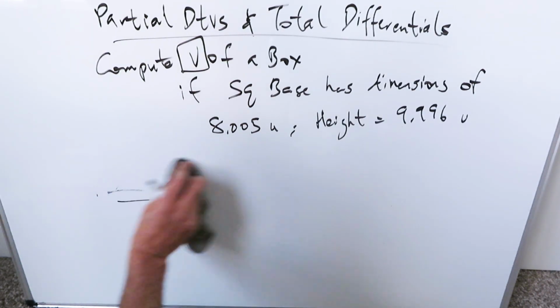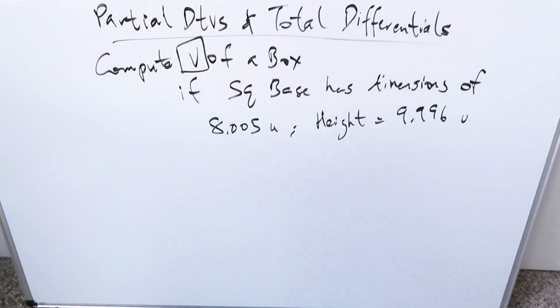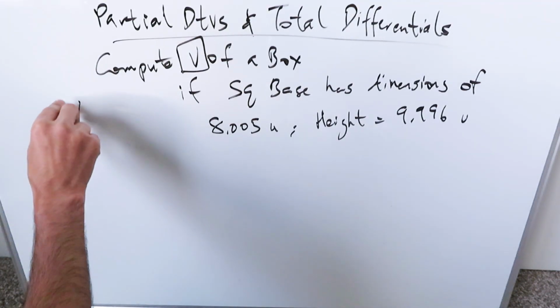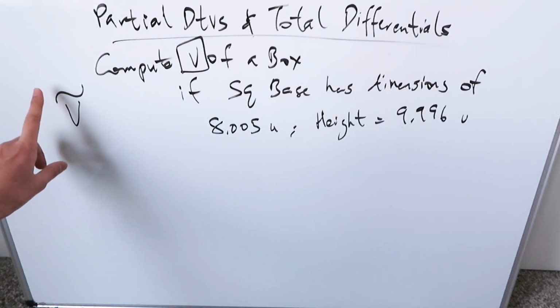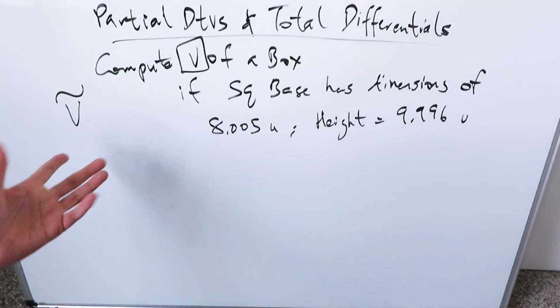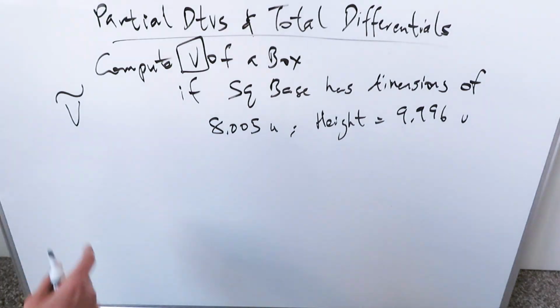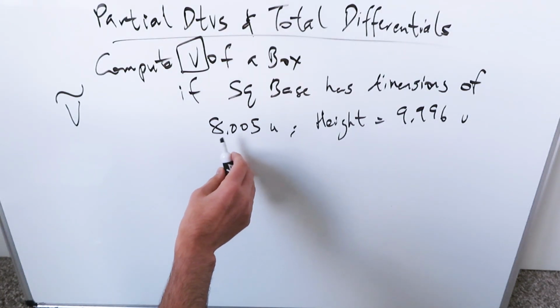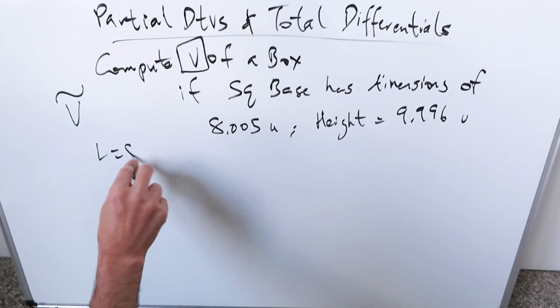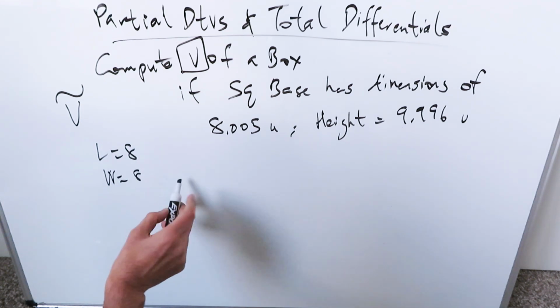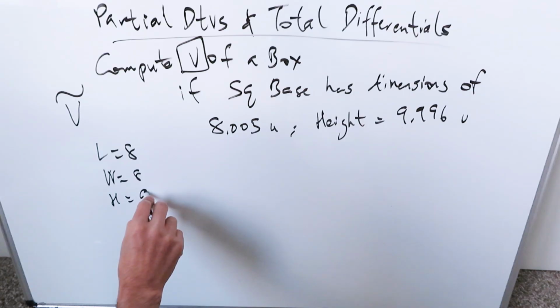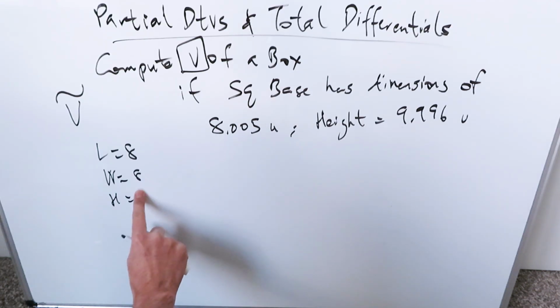I'm looking here at the approximate volume. I'm to compute an approximate volume. You can symbolize the approximate volume like this if you want. It's not official lingo or terminology, but people understand it to be that. How will we do it? I have here length, width, and height. If my length is supposedly 8, my width is equal to 8, and my height is equal to 10. I'm going to round it up to 10.